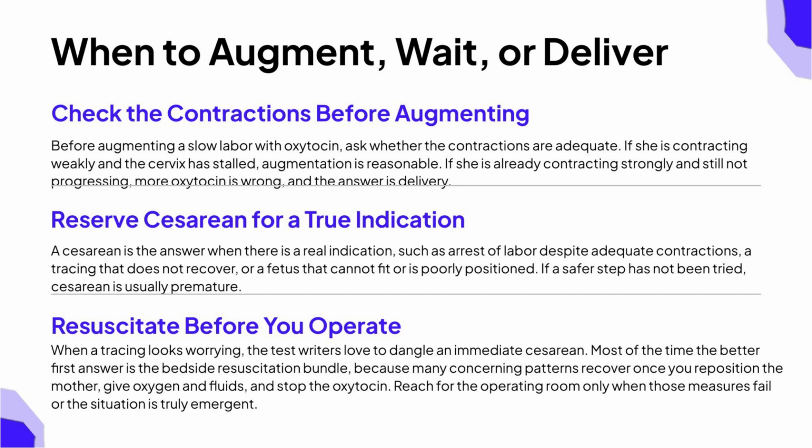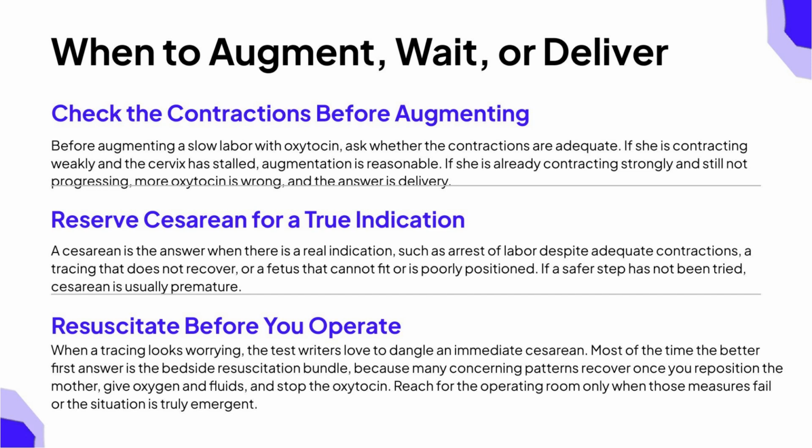Third, and this is the trap, resuscitate before you operate. When a tracing looks frightening, the exam loves to offer an immediate caesarean, but most concerning patterns improve once you reposition the mother, give oxygen and fluids, and stop the oxytocin.